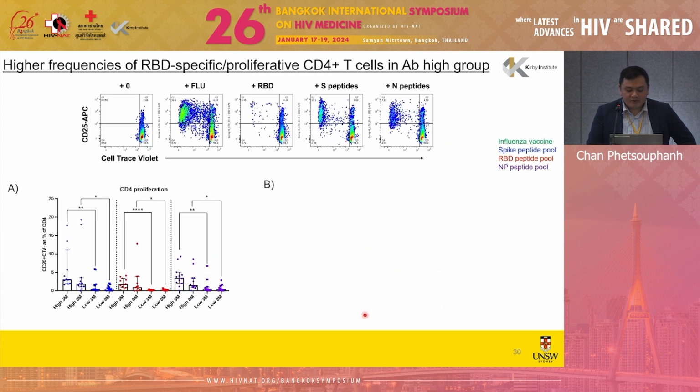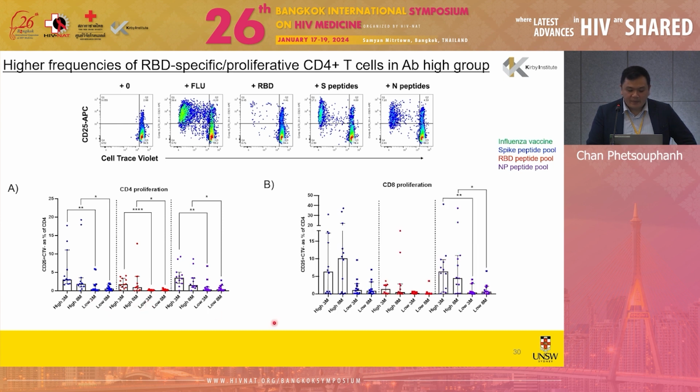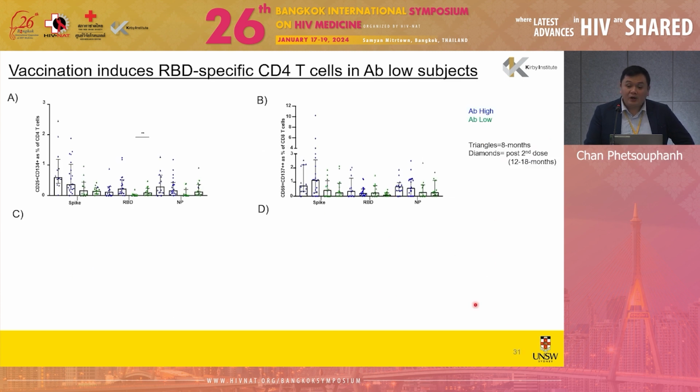And then when we looked at proliferation, this was the same trend again. We saw higher proliferation in CD4s that responded to spike and RBD, and nothing besides nucleocapsid for CD8 T cells. And following vaccination, it was able to rescue the RBD-specific response in the antibody low group. So these people were vaccinated between 12 and 8 months post-infection, and you can see there was a significant increase in CD4 responses to RBD. Again, no real difference in CD8 responses.